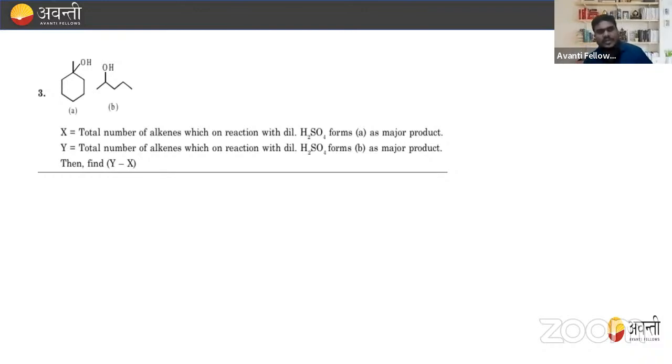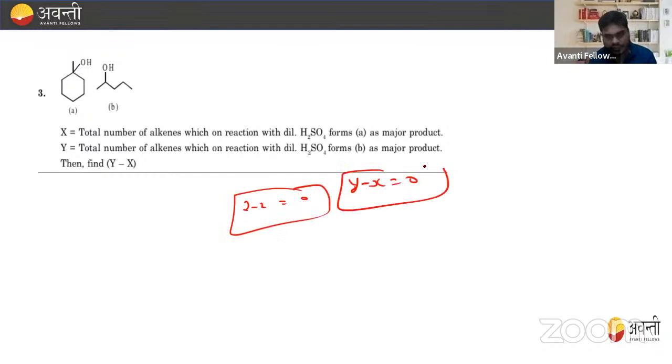Now, X represents the total number of alkenes which on reaction with dilute KMnO4 form A as a major product, and Y represents the total number of alkenes which on reaction with dilute KMnO4 form B as a major product. Then find the value of Y minus X, right? When they are treated, the formation is the same molecule, that is 2 minus 2, which comes out to be 0. So Y minus X comes out to be 0.